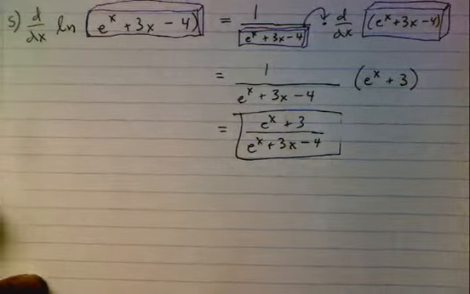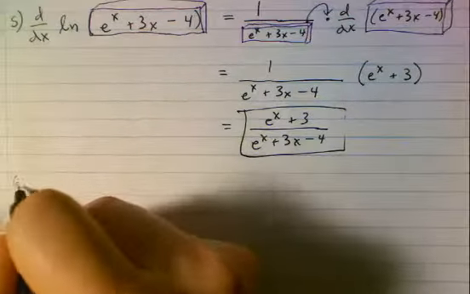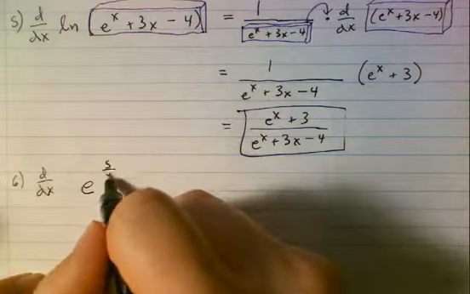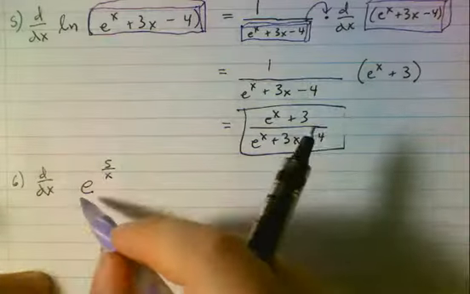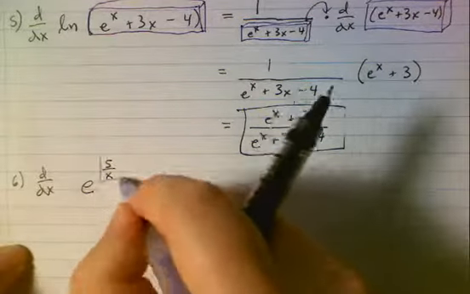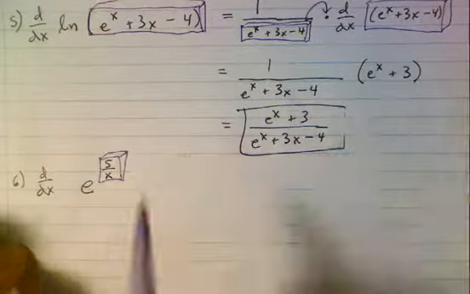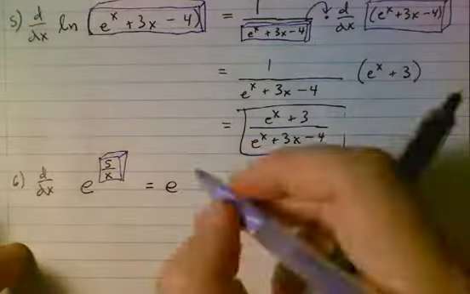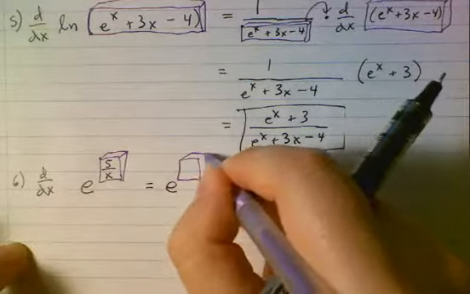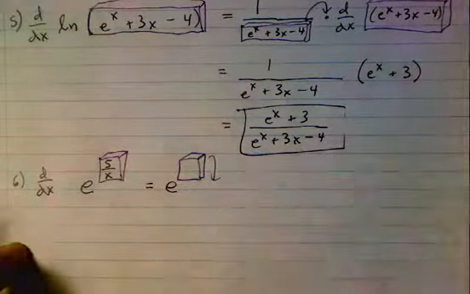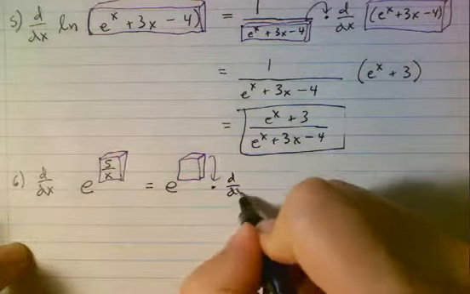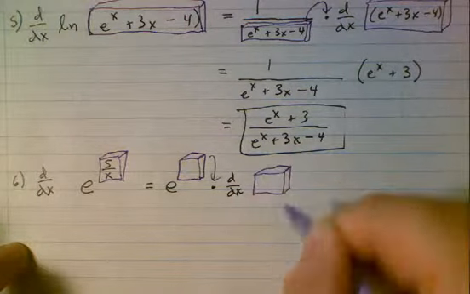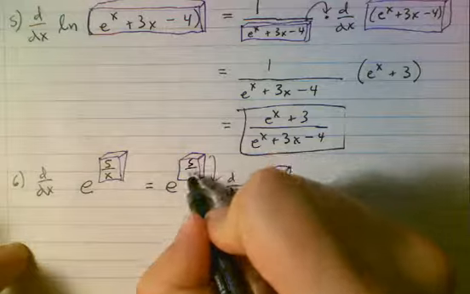Let's play with another e to the x function. Let's take the derivative of e to the 5 over x. E to the box is one of our box functions, so we've got a box here. So the derivative of e to the box is e to the box times the derivative of the box. So here's 5 over x.